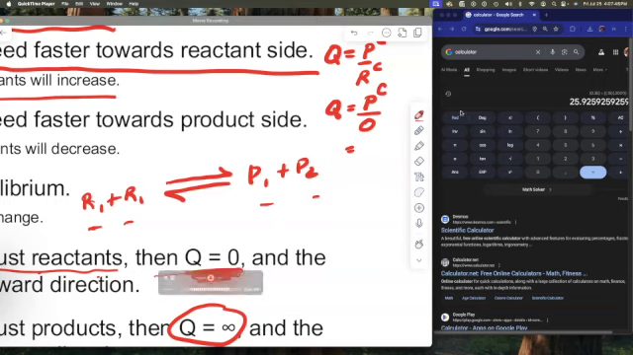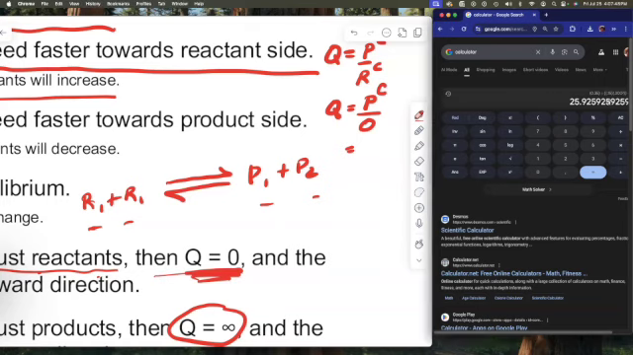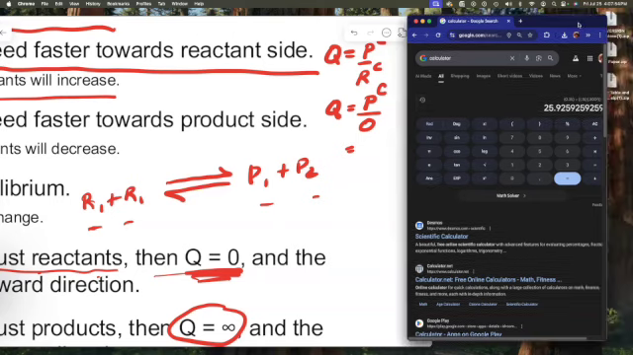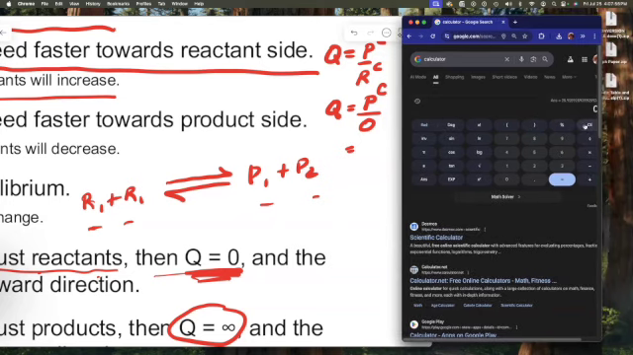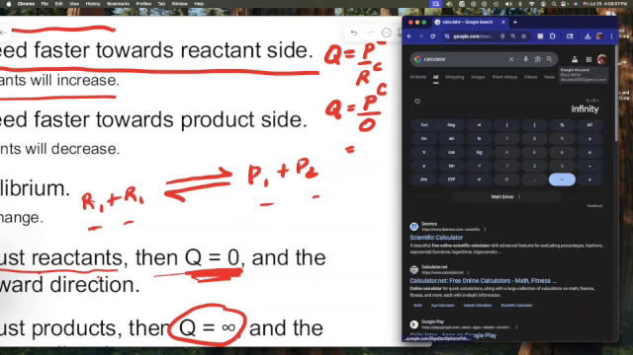Let me try it over here and see. I'm curious. Okay. How do I clear this up? Clear. Oh, AC. Okay. So let's take 6 divided by 0. What does it give us? Infinity. You see that? So any number divided by 0 is infinity.